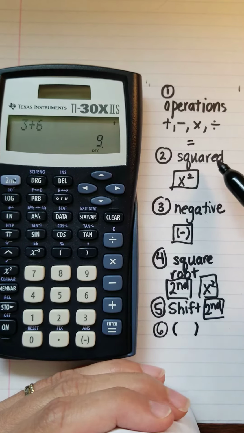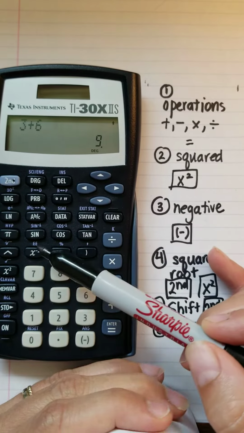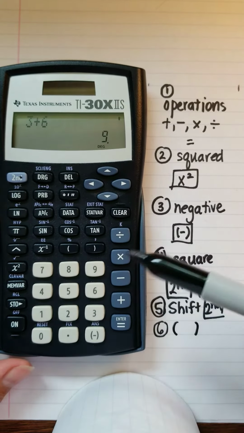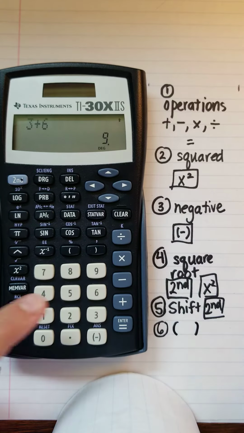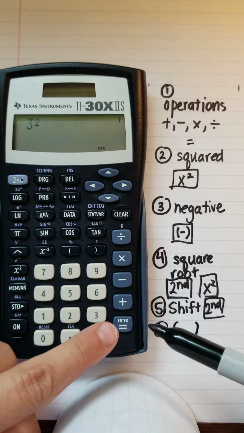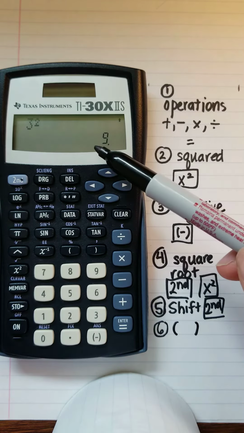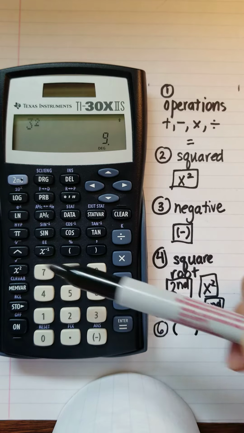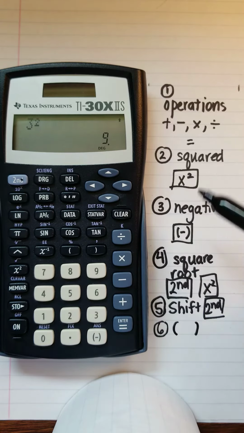There's something called a squared, which is a power button, and that power button is way over here. You can see that one. So if I wanted to take 3 squared, I would take 3, press the squared button, and then again I always press enter on this calculator and I get a 9. So 3 squared is 9, and I did it by 3 squared equals.